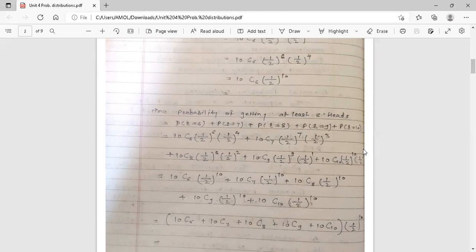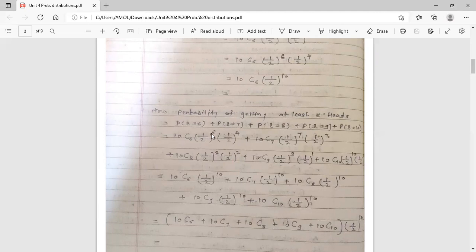So 1 by 2 raised to 0. You just simplify all the terms. Then see here, P and Q are the same. Therefore, you can add the indices, the powers of P and Q, because P and Q are the same, 1 by 2, 1 by 2.